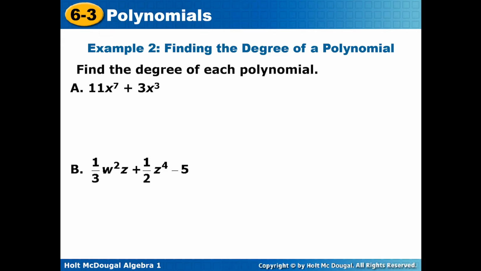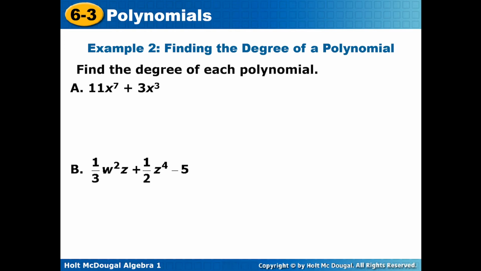Now let's take a look at some of our polynomials. First, we have 11x to the 7th plus 3x cubed. Then we have 1/3 w squared z plus 1/2 z to the 4th minus 5. Now, I want you guys to keep in mind that polynomials aren't just 2 or 3 monomials. Take a look, those are monomials.